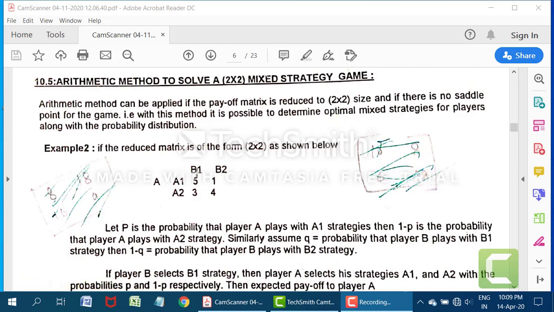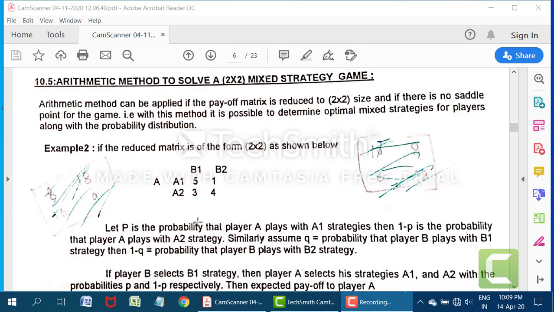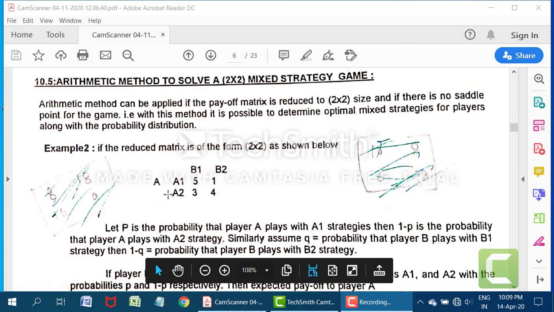So how can you tell whether it is a pure strategy game? First of all, you must apply the maximin and minimax criterion and find out whether a saddle point exists or not. If there is no saddle point, then you should go for the arithmetic method, if the size of the matrix is 2 by 2.